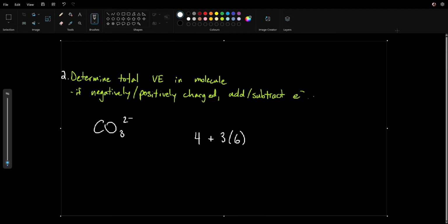And here we have a little subnote saying if negatively or positively charged, add or subtract electrons. And we know that if we have a molecule that is negatively charged, it means that it has more electrons. And if it's positively charged, it means it has less electrons. So we have a charge of 2 minus on the carbonate, which means we're going to add 2. So if we sum this together, we will have 24 total valence electrons.